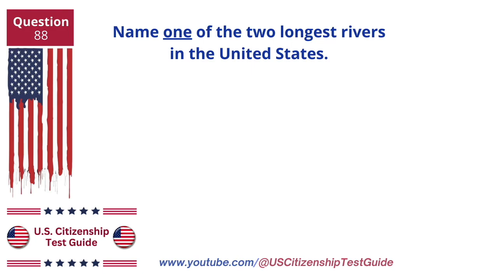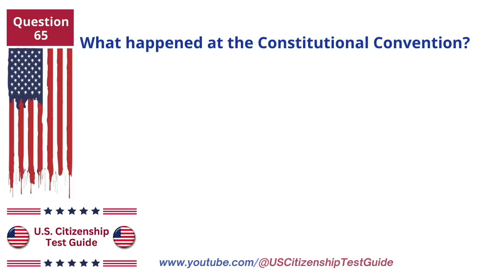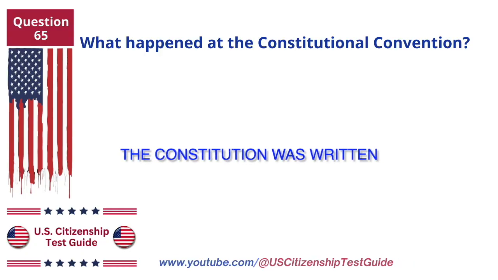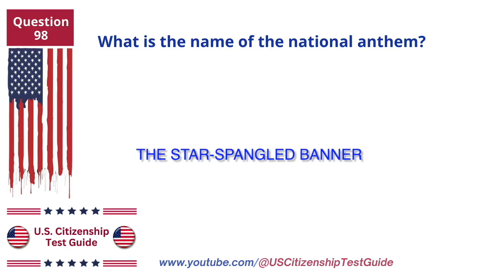Name one of the 2 longest rivers in the United States. Missouri River. Who wrote the Declaration of Independence? Thomas Jefferson. What happened at the Constitutional Convention? The Constitution was written. What is the name of the national anthem? The Star-Spangled Banner.